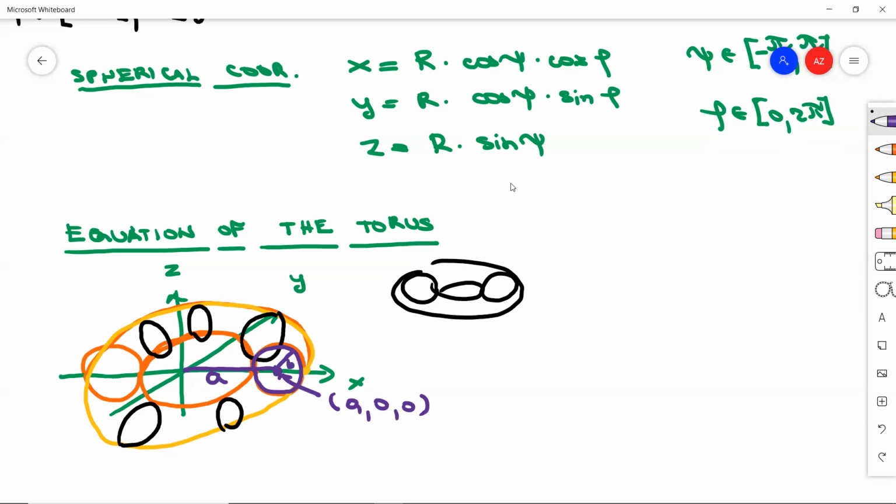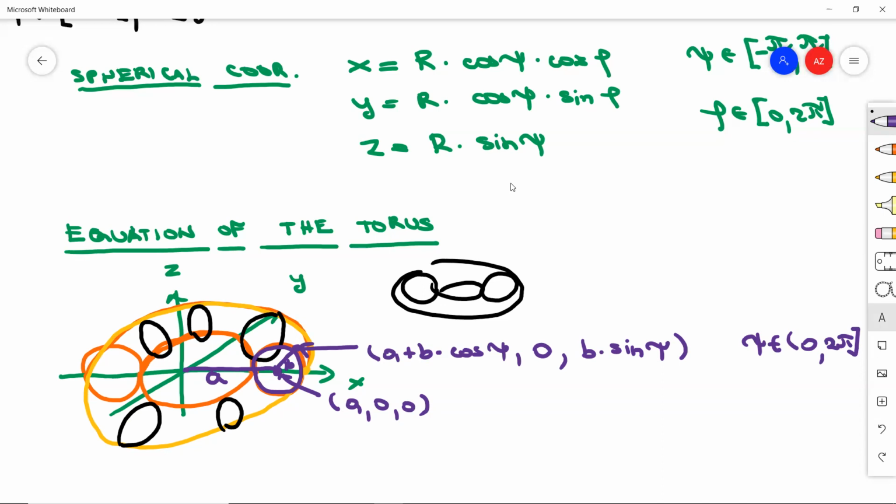So what is the parameterization of the points on this circle? This point has parameter a plus b times cosine psi, where psi is the angle, and then y is 0, and z is b times sine psi. This psi goes from 0 to 2 pi, and then the points start to repeat. So it's enough to take psi from the interval 0 to 2 pi.